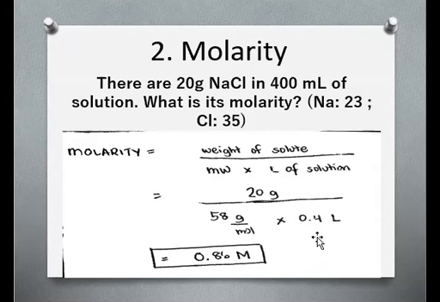0.4 liters. Why 0.4 liters? Why not 400? Because remember, in the formula, it should be liters of solution. The given is 400 ml, so you need to convert that to liters. That is why the result written here is 0.4 liters. Then you solve and you'll get 0.86 molars. Okay, and don't forget to box your final answer. So let's proceed to the next problem.